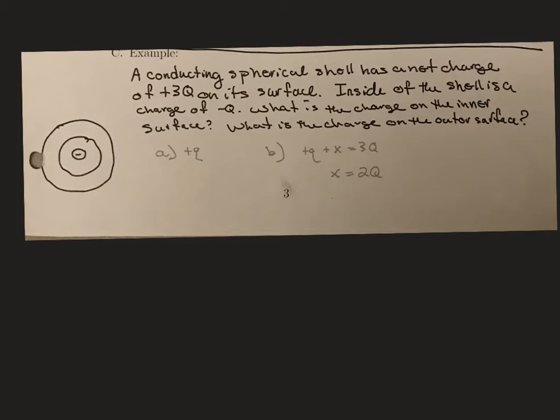So we want to know what the charge on the inner surface is, so what gets redistributed here, and then what's on the outer surface, so then what gets redistributed to here.